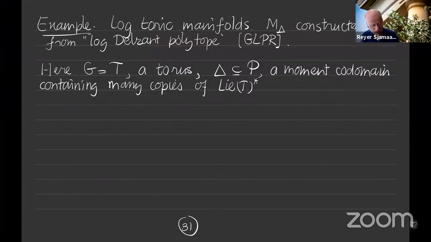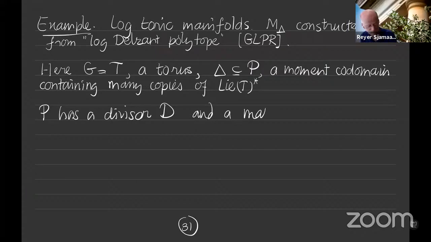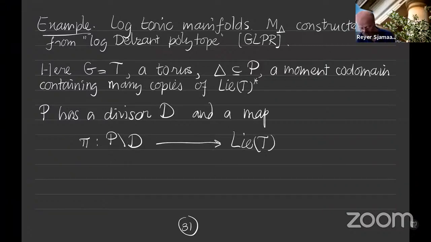This momentum codomain, which is itself log Poisson, has a divisor D and a map, and the complement of the divisor is a number of copies of the dual Lie algebra. If you take one of these log Delzant polytopes and you form the corresponding log toric variety, you can quantize it. On general principles, the answer is a sum over the weight lattice of the torus. You get the character of the torus, and you get the multiplicity.